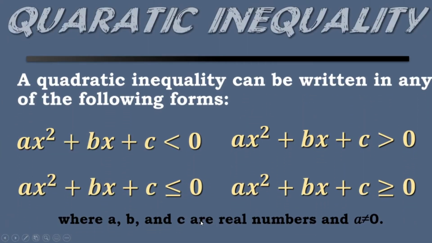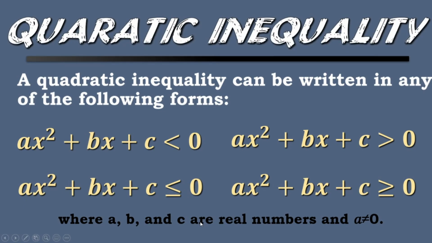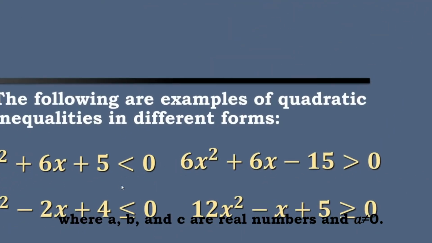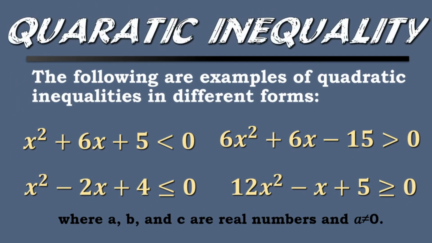A quadratic inequality can be written in any of the following forms. So ito makikita natin, less than, greater than, or equal, where a, b, c are real numbers, and most importantly, a does not equal 0. The following are examples of quadratic inequalities in different forms. Like nung standard form niya, ito rin meron din tayong mga example. Less than, equal to, greater than, or greater than or equal to.